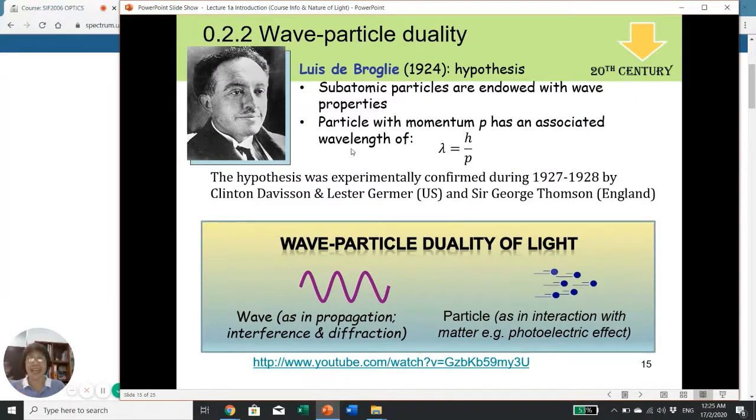And hence, how do we link wave and particle together? Here comes de Broglie. He gave us the hypothesis that a particle with momentum p would have an associated wavelength lambda, which equals h, Planck's constant, divided by p. His hypothesis was confirmed experimentally a few years later, about 3 to 4 years later, by Davisson and Germer, as well as Sir George Thomson in England. So there you have the wave-particle duality of light. It can behave like a wave, and that helps us explain interference and diffraction. And it can behave like a particle, especially when it interacts with matter, for example, the photoelectric effect.